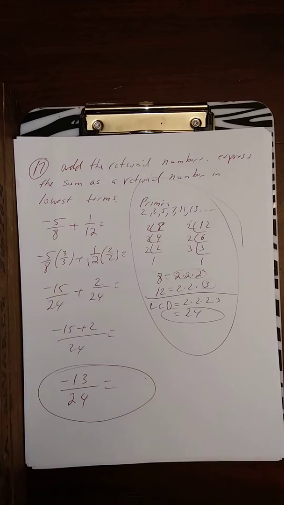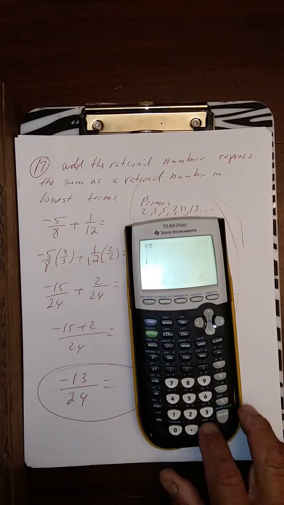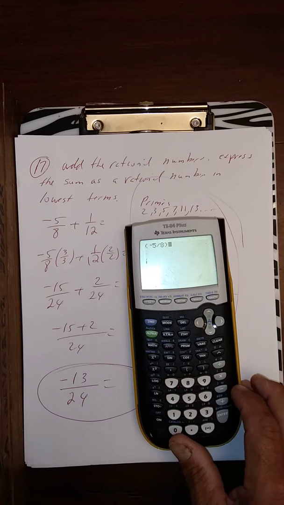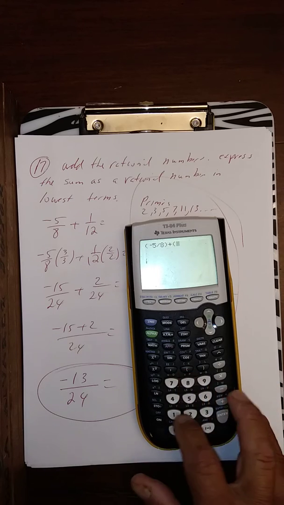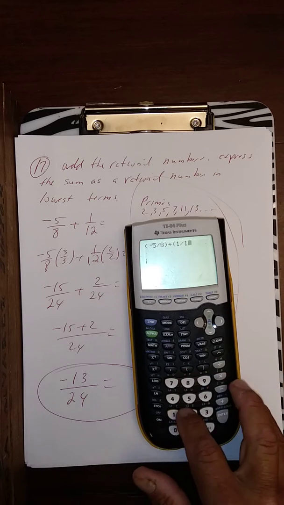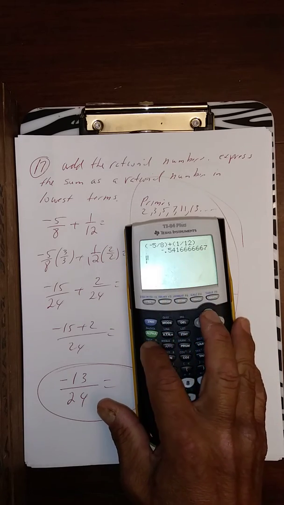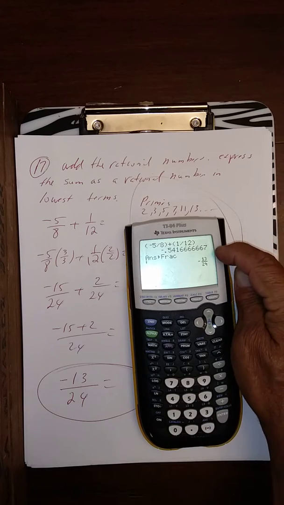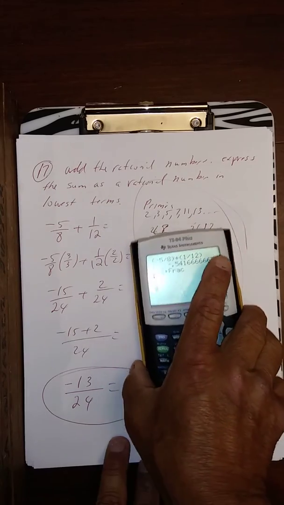Or, let's do it on a calculator we can here. So we have parentheses, negative 5 divided by 8 plus 1 divided by 12. Enter. It's a decimal, so you go math, fraction, convert it back. Negative 13 over 24. Yes, that's what it is. Got it.